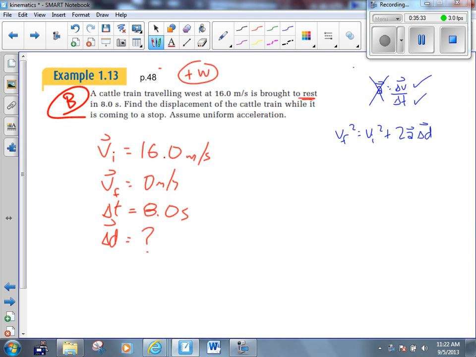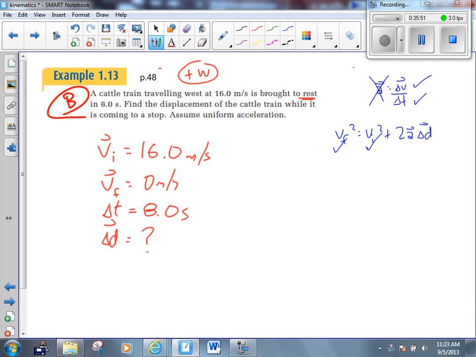Do I have VF? Yeah. I mean, I need final speed. I've got final velocity, so that's good enough. Do I have VI? Yeah. I need the initial speed. I know the initial velocity is 16 to the west. Okay, that's more than I need.